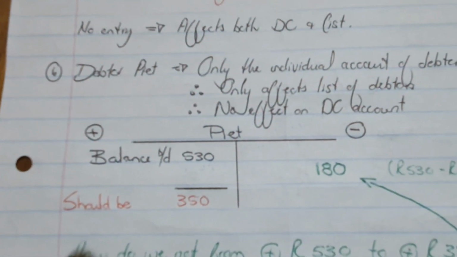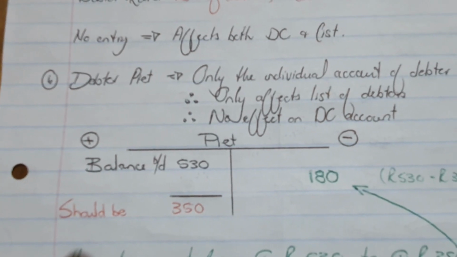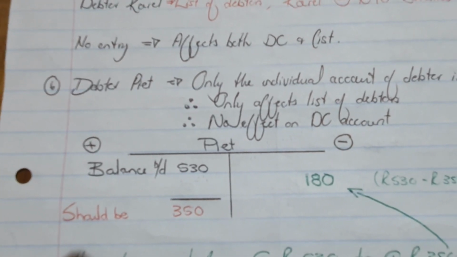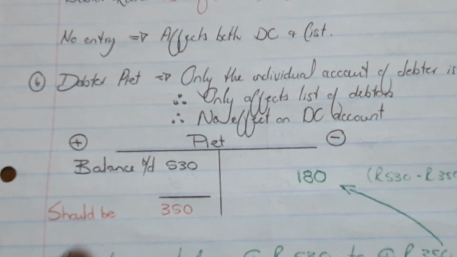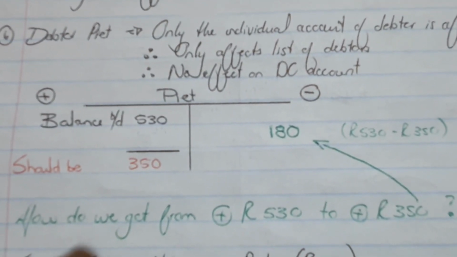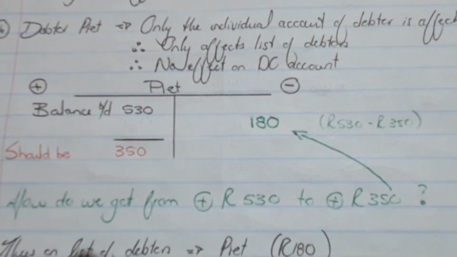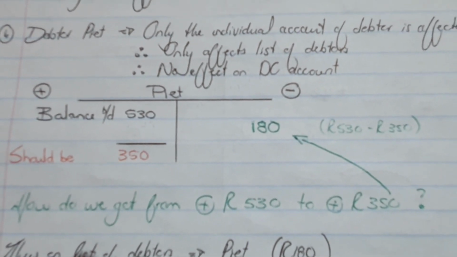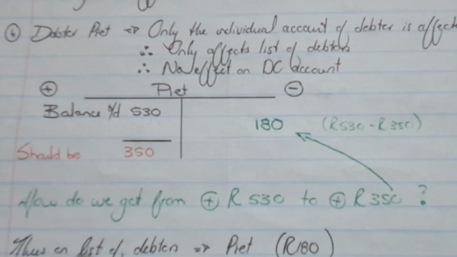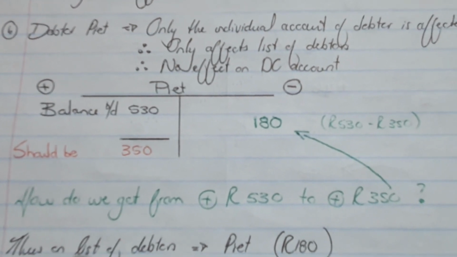At number 6, the balance of the debtor Piet of 350 Rand was erroneously entered as 530 Rand on the list of debtors. Therefore, because it's only the individual account of the debtor that's affected, it will only affect the debtors list, no effect on the debtors control account.